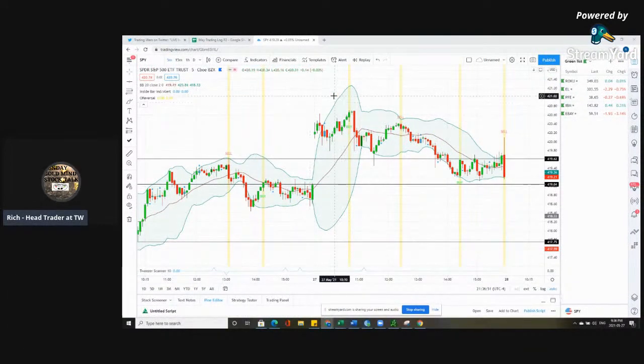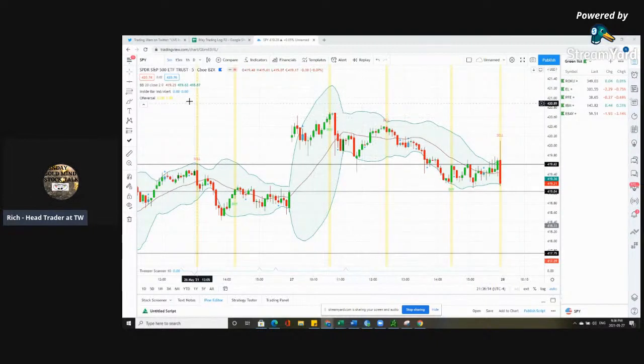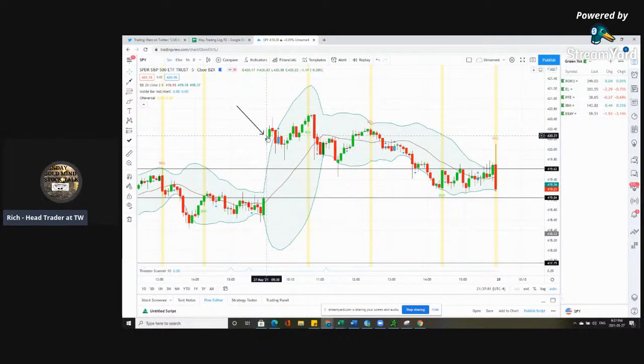Okay, so let's look at what we have. What do we have on the table today? First candle, 5-minute gap up. We have a long wick on the top. All we have to do right here is take the opening range breakout. We take the opening range breakout right there.